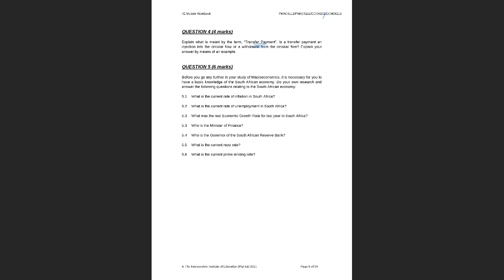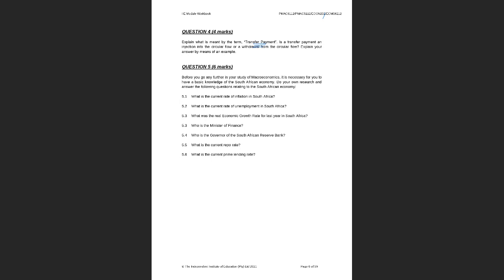Yes, Kieran. So I just wanted to ask, is transfer payment any different from just normal payment? Because a payment is a transfer of funds, is it not? Yes, a payment is a transfer of funds, 100%. I'm just asking, is transfer payment just another way of saying payment?